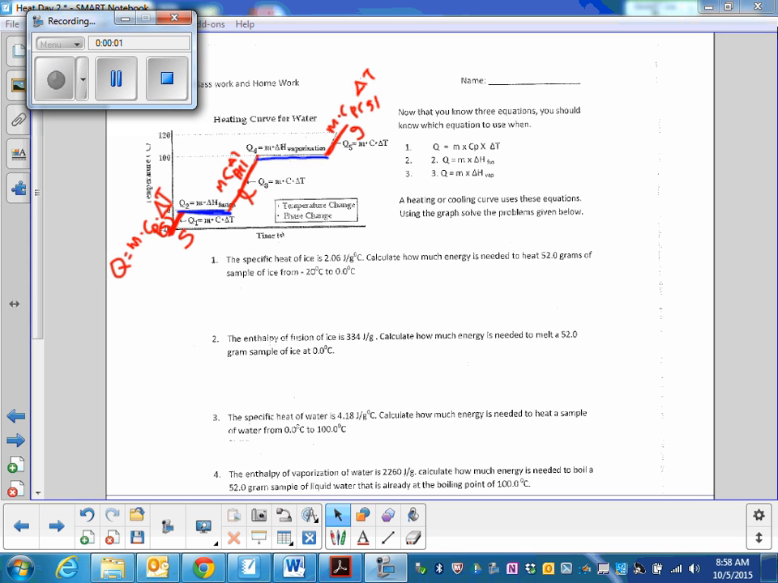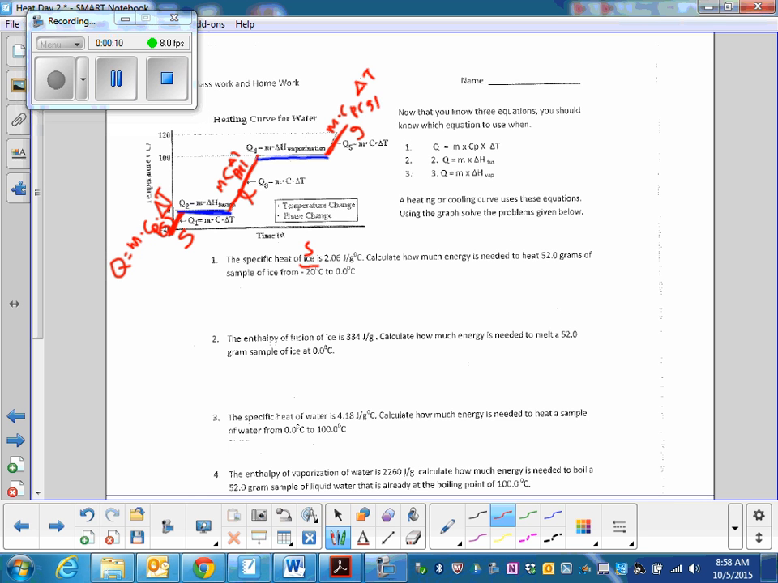Okay, so these are the three equations. Now let's look at the first question. The specific heat of ice is given. Calculate how much heat energy is needed to heat 52 grams of a sample of ice from minus 20 to 0 degrees Celsius. Is the temperature changing?